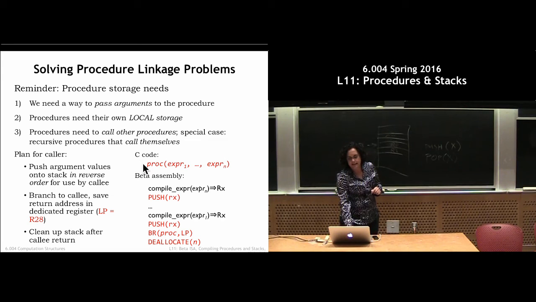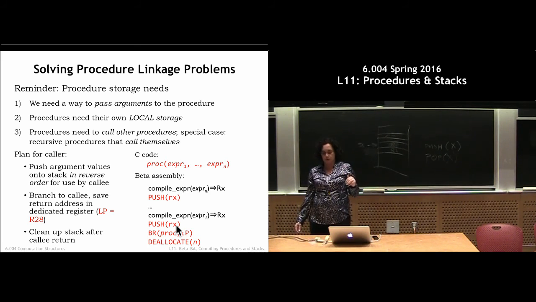So what does that translate into? If I have in C a call to a procedure which uses these expressions as the arguments to that procedure, then I'm going to evaluate those expressions in reverse. So I will first compile expression n, store that into some register, and now I can push that register onto the stack. That means that I've pushed this last argument onto my stack. And then I continue with the next one, all the way down to the first argument, where I compile expression 1, get something into Rx, and now I push Rx. So now I have on my stack all my arguments in reverse order.